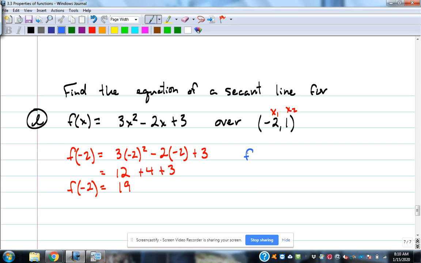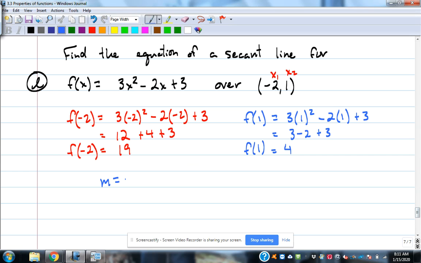And then I'm going to find f of 1. Not plus, but minus 2 times 1. So that's going to be 3 minus 2 plus 3, which would be 4. So the ordered pairs are negative 2, 19, and 1, 4.